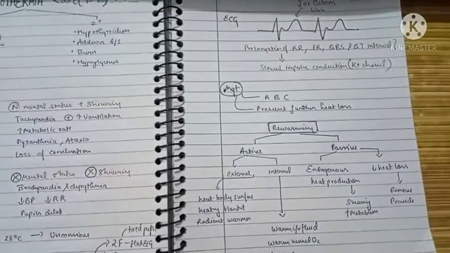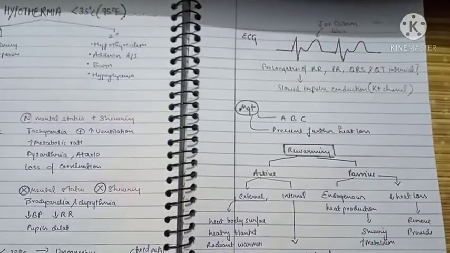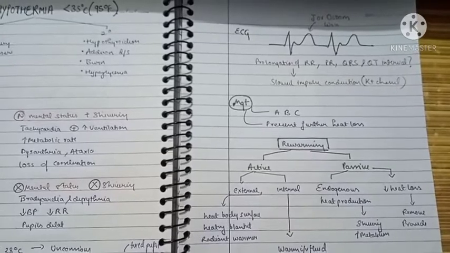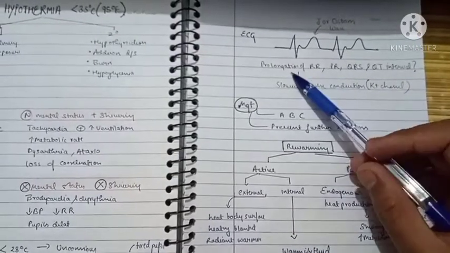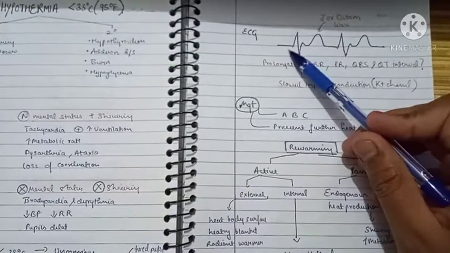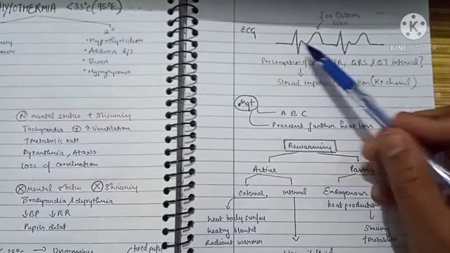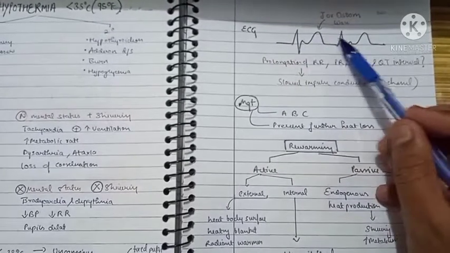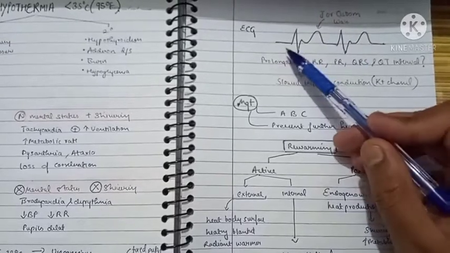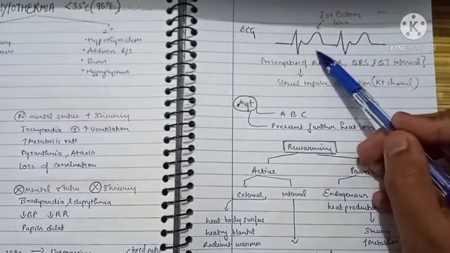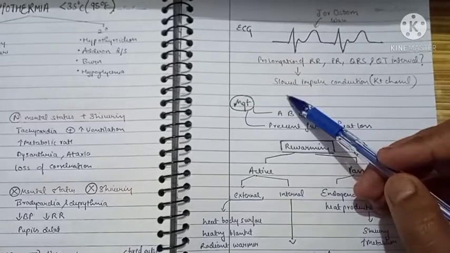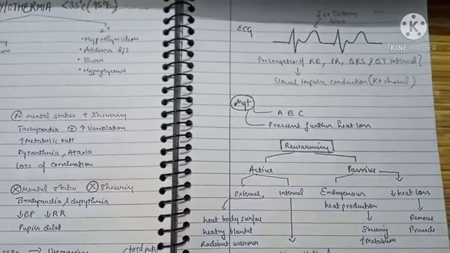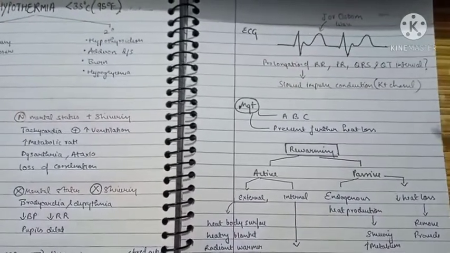Now let's see what are the ECG features in hypothermia. So in ECG we see classical features that are a prolongation of QR interval. Okay, we see prolongation of RR interval. We also see prolongation of QT interval and PR interval. These all occur because of slowing of impulse conduction through potassium channels.